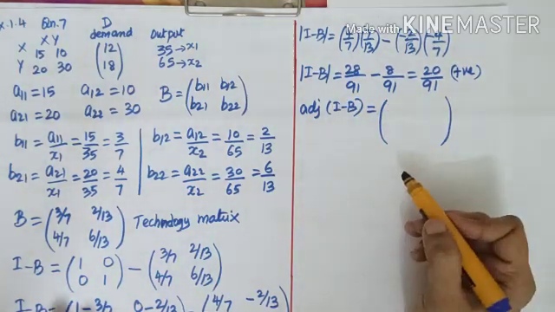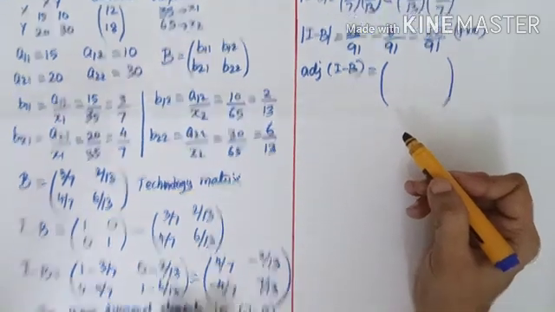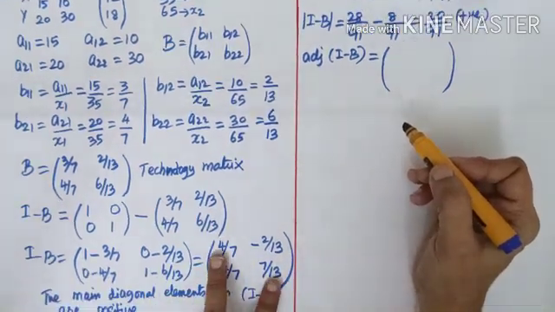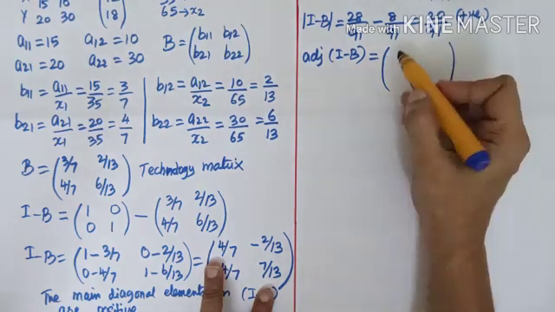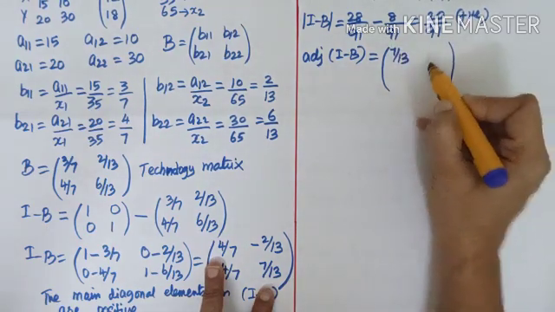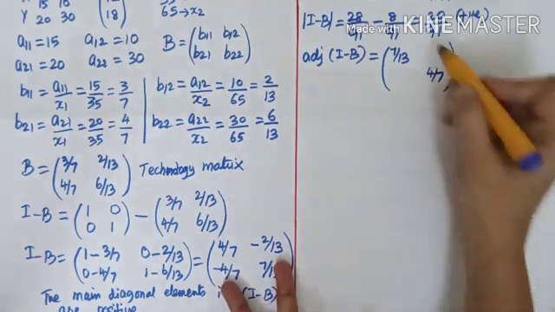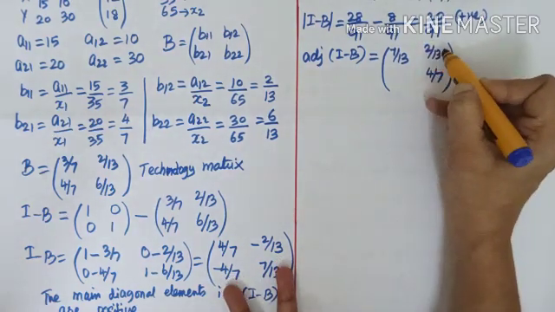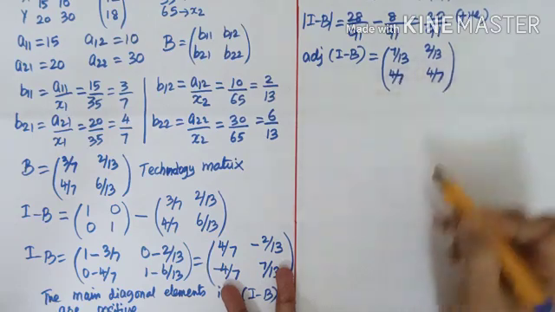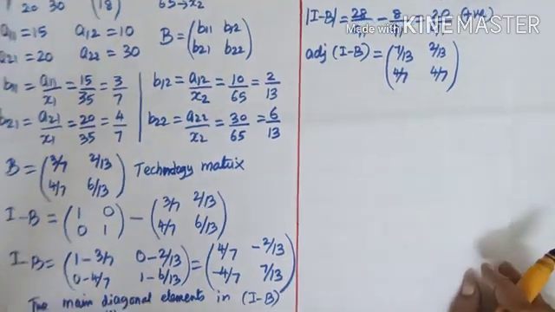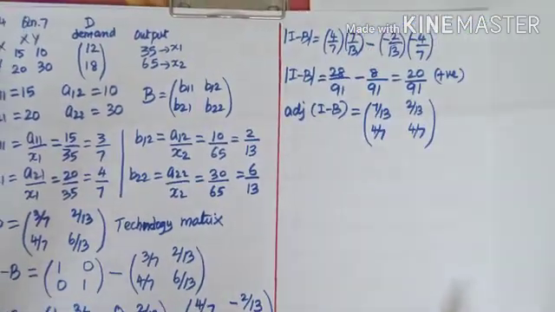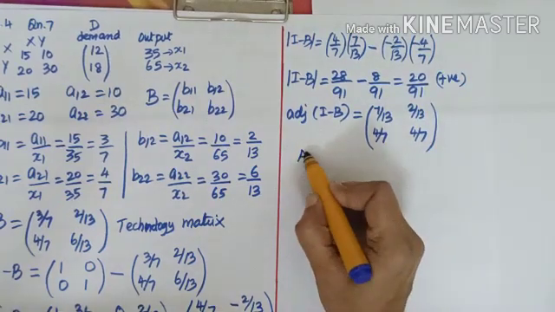Looking at I minus B, we have to interchange the main diagonal. So my answer 7 by 13, 4 by 7. The other diagonal, change the symbol. Plus 2 by 13 plus 4 by 7. Once I have written the adjoint, the inverse, we know the formula.